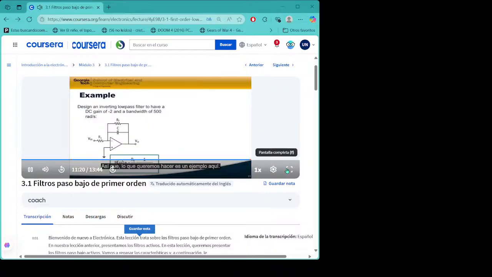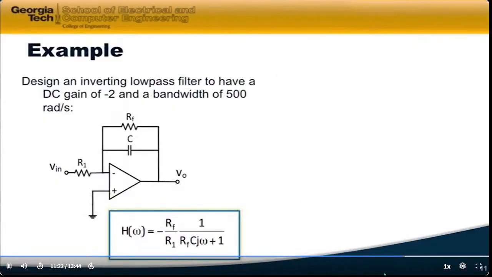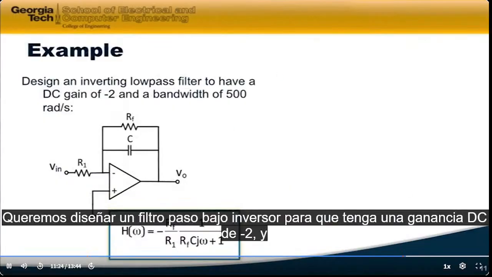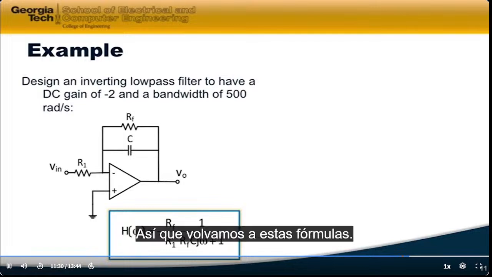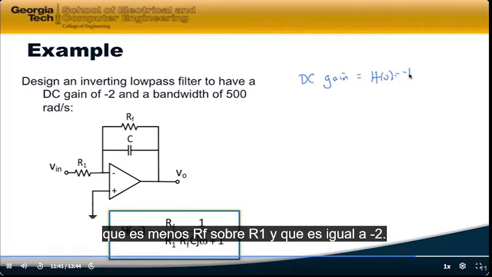So what we want to do is an example here. We want to design an inverting low-pass filter to have a DC gain of -2 and a bandwidth of 500 radians per second. So let's go back to these formulas. The DC gain is H of 0, which is minus RF over R1, and that is equal to -2.